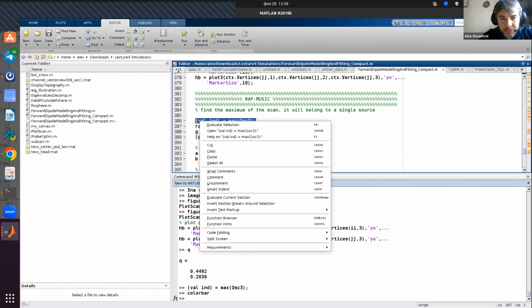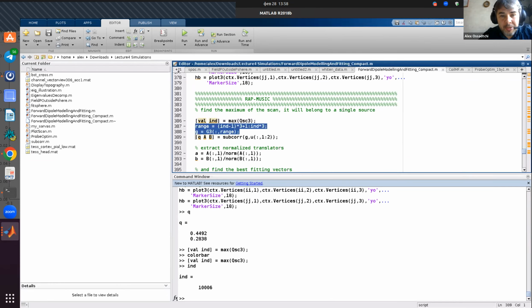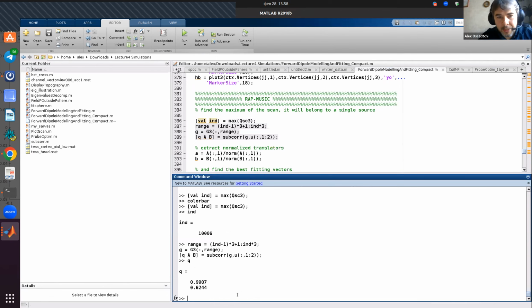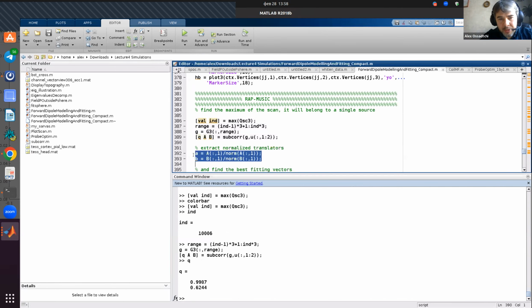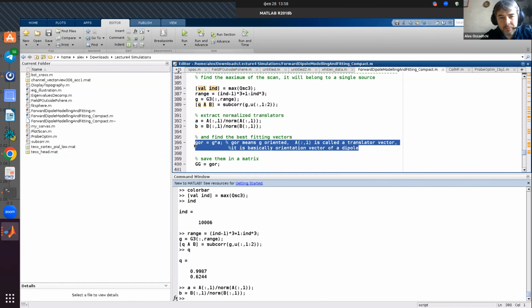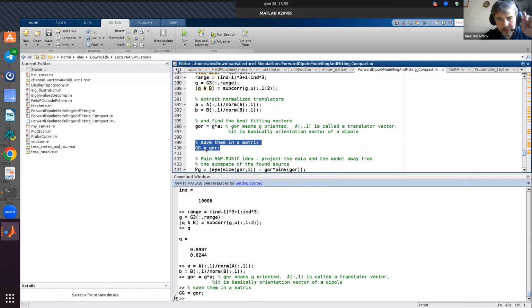So anyway, let's find the maximum first. We found the maximum, and the location of this maximum is likely 10,600. This is good. This is the first source. Then we take the topography of the matrix corresponding to the first source and do the subspace correlation again. Q is 0.9987. Our orientation vector is A, we find the oriented topography and save it. That's it. This is our first topography.